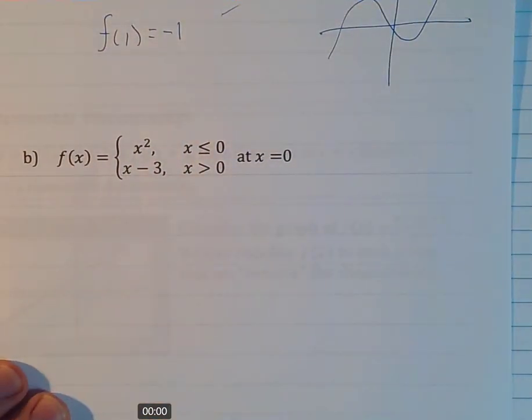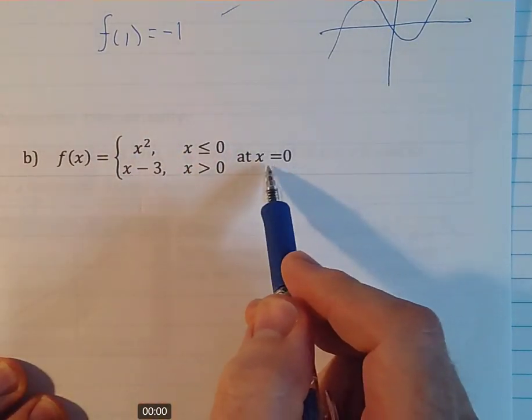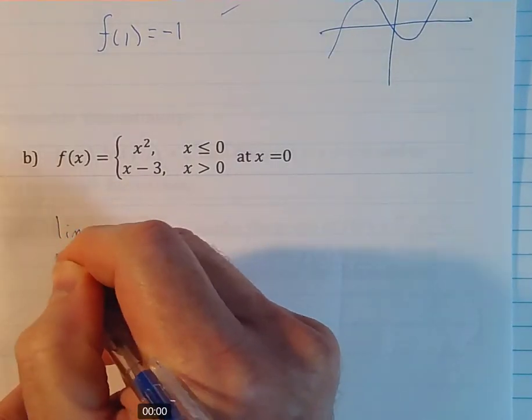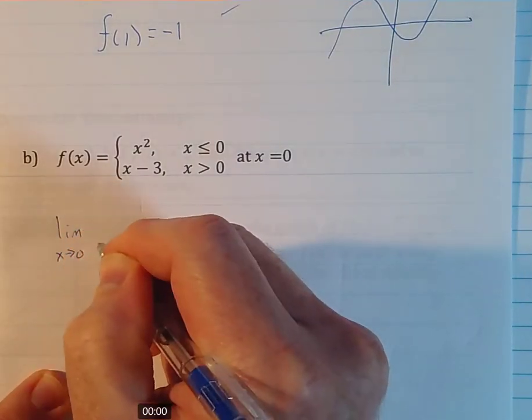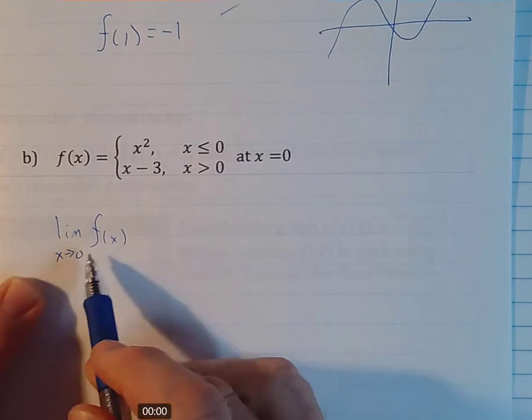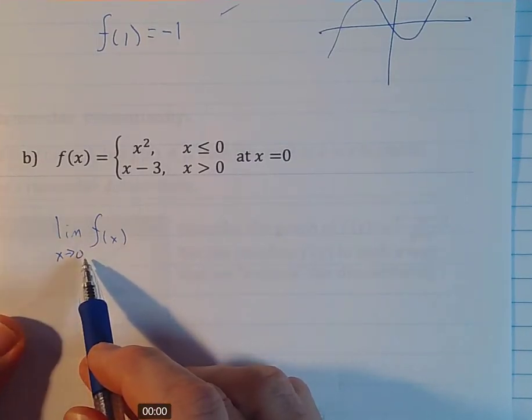Well, what about this one? We want to find out whether this function is continuous at x equals 0. Well, the first thing we want to know is, does the limit as x approaches 0 of f of x exist? Okay, so if that exists, we know that the limit coming from the left must equal the limit coming from the right.